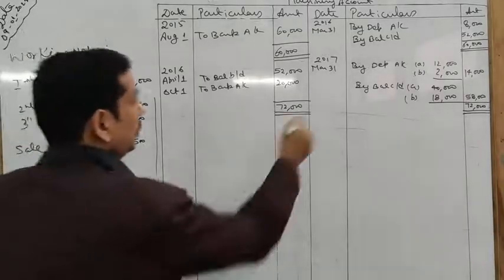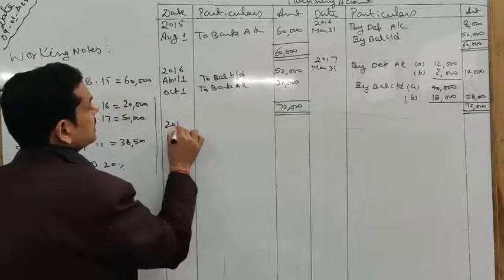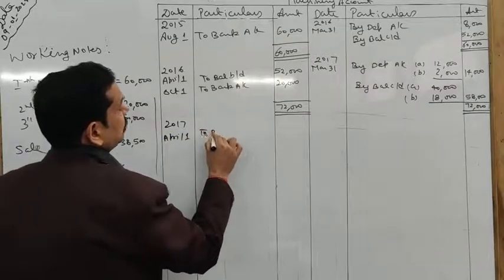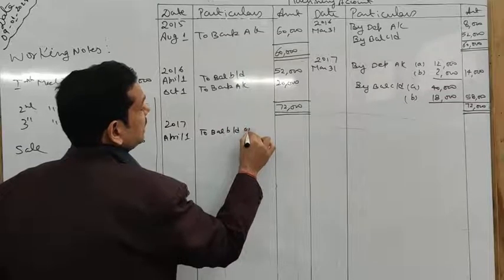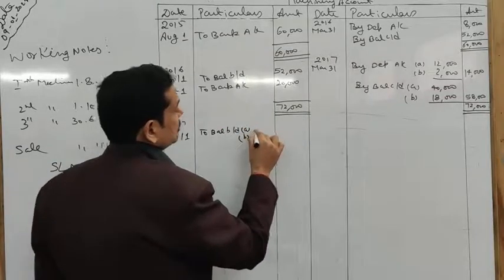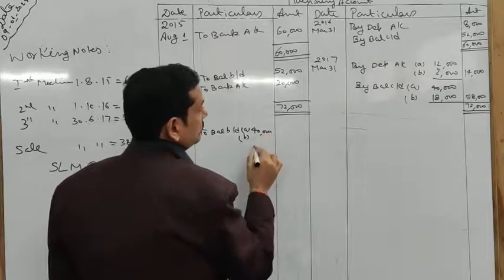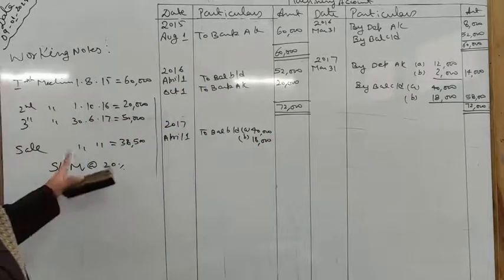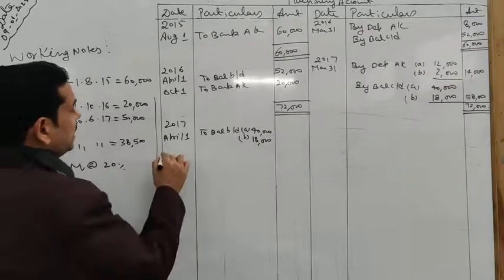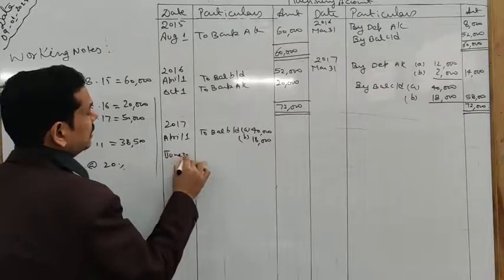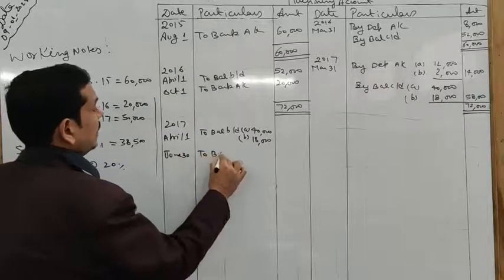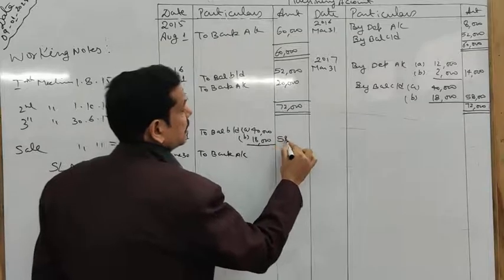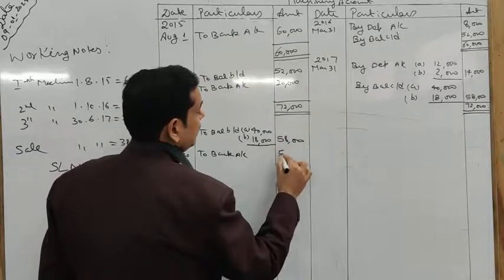Okay. Now in the next year, on 2017 April 1, we will write the opening balance. Again the opening balance is written separately, A and B. A is 40,000 and B is 18,000. Clear? And on 30th June 17, one more machinery is purchased. So June 30 to bank account 50,000.